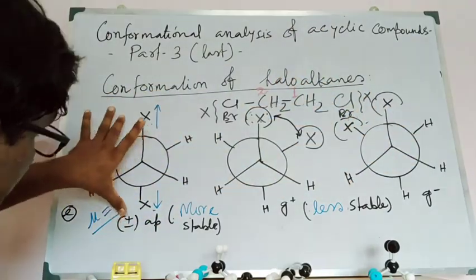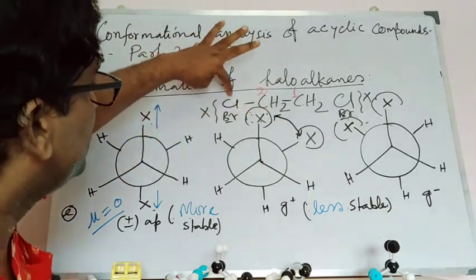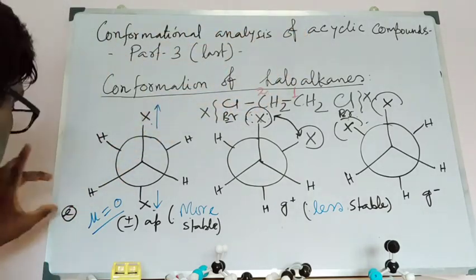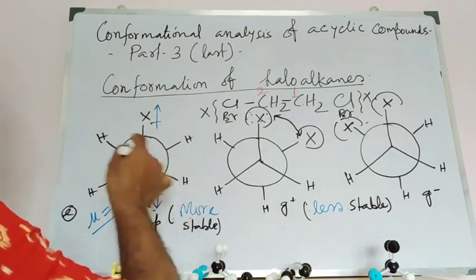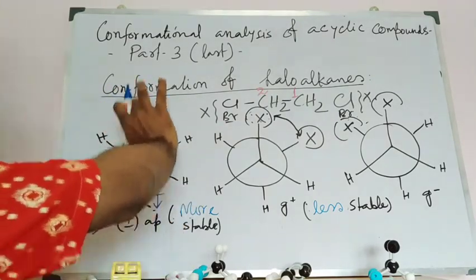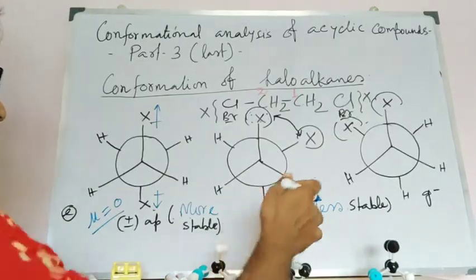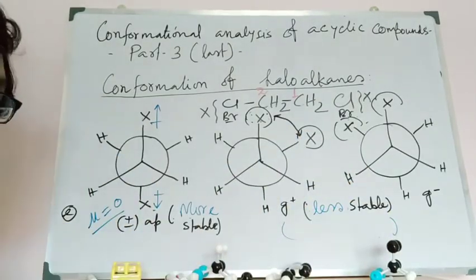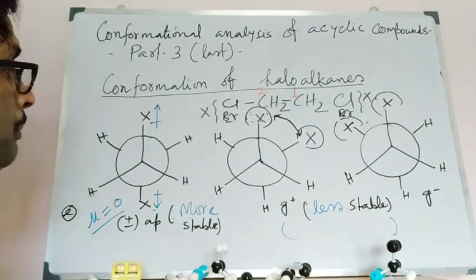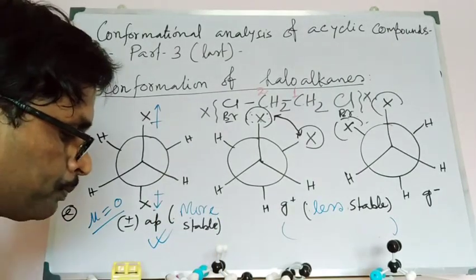Now, if this one is 100% in the equilibrium, then its dipole moment should be 0. That means the dipoles cancel each other, which is why it should be 0. But it has a considerable dipole moment. So this form has some contribution towards the equilibrium, but here the anti-form is more stable than the gauche form.